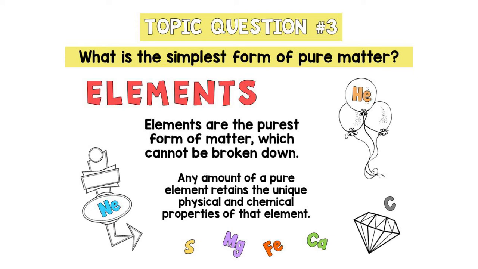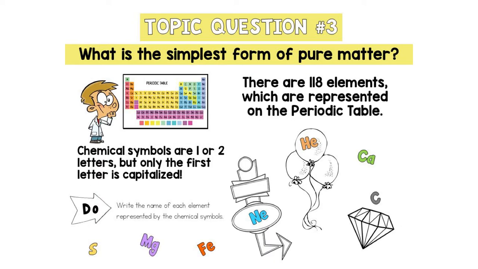Now, let's consider the simplest form of pure matter, or the simplest pure substance. Elements. Elements are the purest form of matter which cannot be broken down. Any amount of a pure element will retain its unique physical and chemical properties for that element. There are 118 of these elements, each of which are represented on the periodic table.